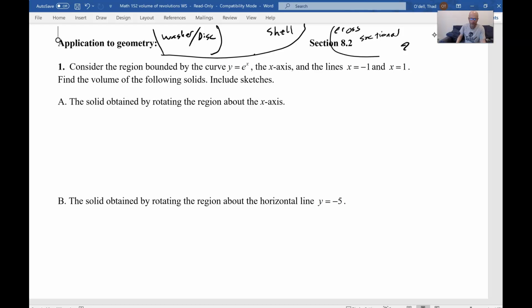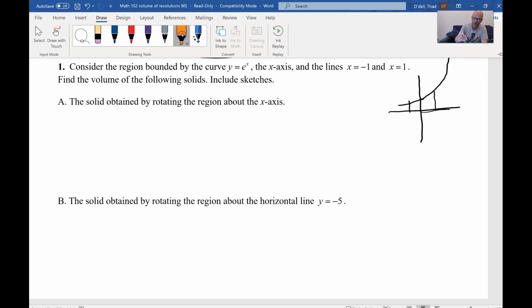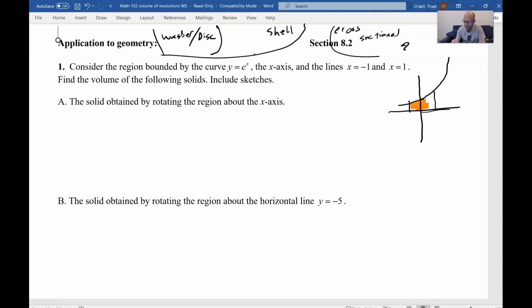So now we'll read this one. Consider the region bounded by the curve y equals e to the x, and I generally like to draw a picture as I go. So y equals e to the x looks something like that. The x-axis, so that'd be along here, and the lines x equals -1, so I'm going to continue this on down, and x equals 1. So the region we're talking about, if I grab a highlighter, is all this stuff in here. Okay, that's the region that we're talking about.